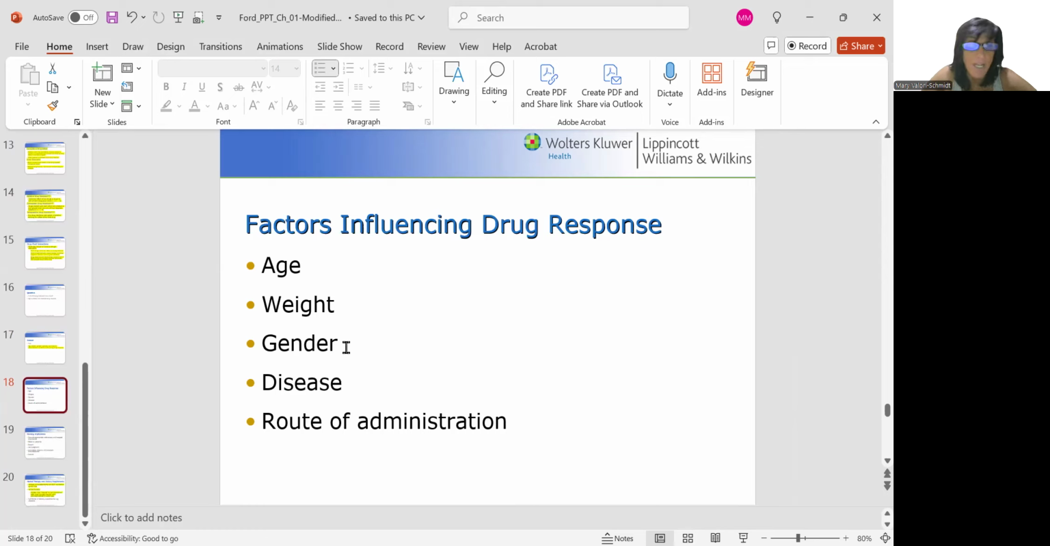So these are the factors that influence drug response. Like I said, age, weight, gender, different diseases, and the route of administration, because IV, the quickest. PO, pretty much the slowest. Okay? And there's your introductory to clinical pharmacology.